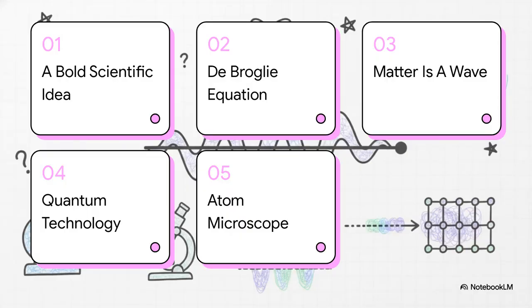Here is our roadmap. First, a bold scientific idea. Second, the de Broglie equation. Third, proving matter is a wave. Fourth, real-world quantum technology. And finally, we'll wrap up with the atom microscope challenge.